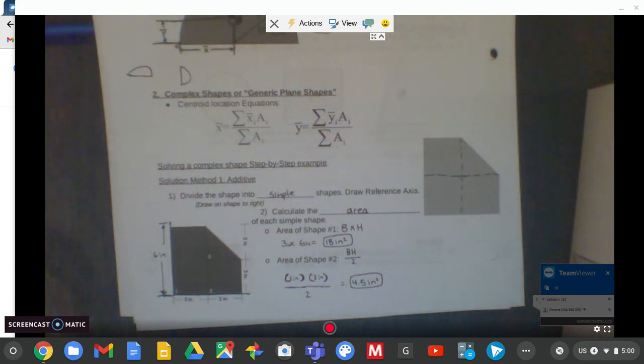So that's actually it for this. I told you how to find the areas of those shapes and how to find the centroid coordinates, and that will be it. So thanks for watching, and see you in the next video.